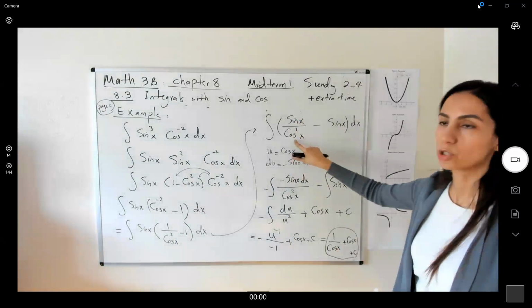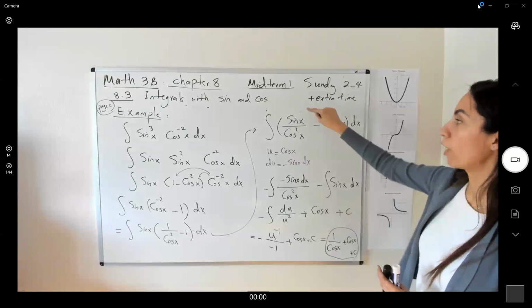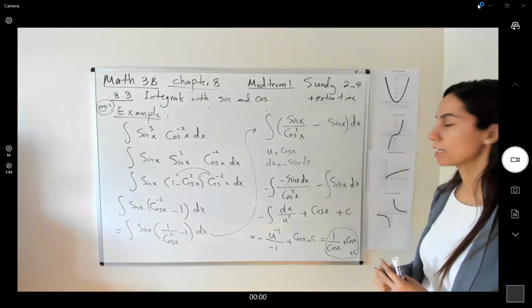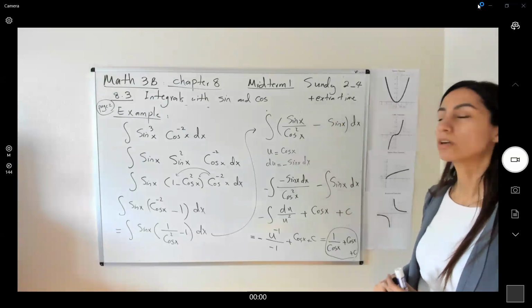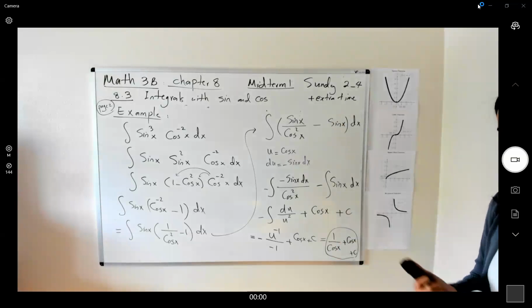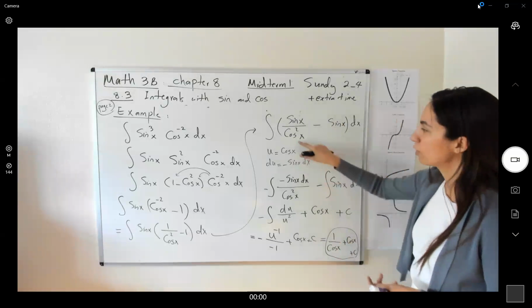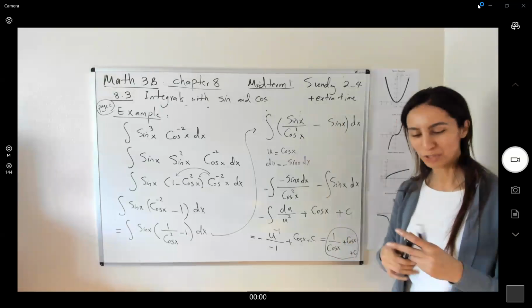In this step, you could say that I have sine over cosine, which is tangent, 1 over cosine, which is secant. The outcome is equal to secant. So as you can see, 1 over cosine x is secant. If you remember the formula, use the formula. If you don't remember the formula, you can use u-sub.